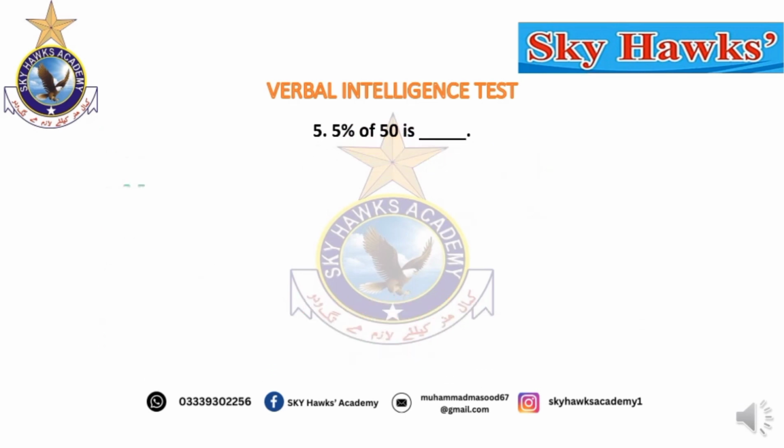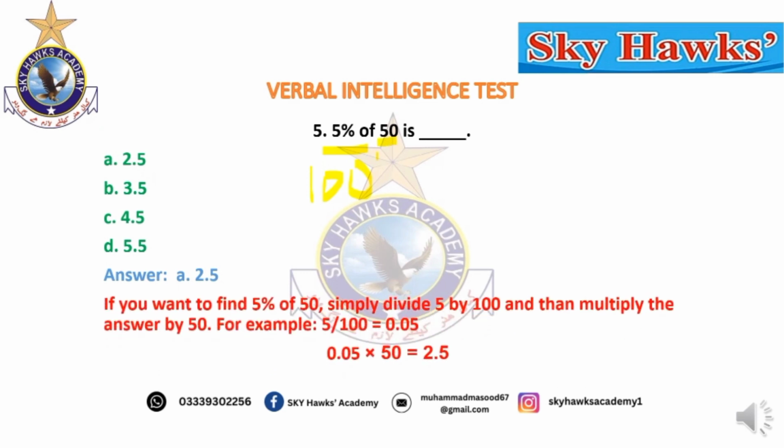Next is 5% of 50. Again, do the simple steps and you will find out the answer. First divide 5 by 100, and then multiply it with this number, 50. You have to make the calculations by yourself, and this is how it's going to be done.